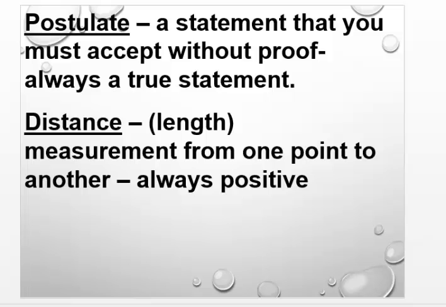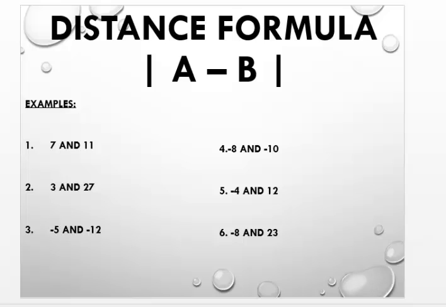Distance is length, and length is always positive. It's a measurement from one point to another. There is a distance formula that says the absolute value of A minus B, which means that your answer will always be a positive answer. But really, the easiest way to do this is to think about a number line.